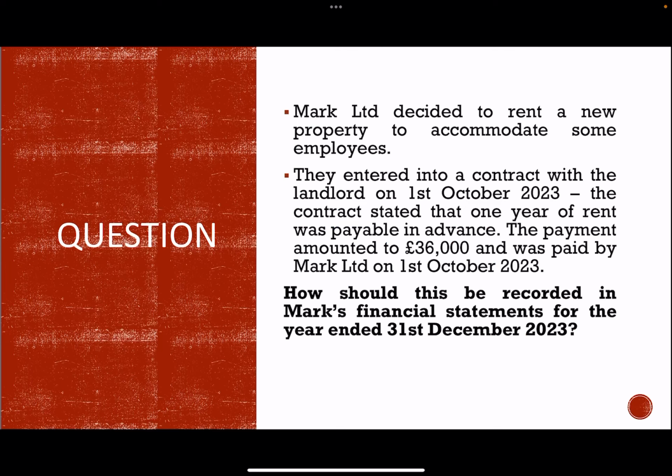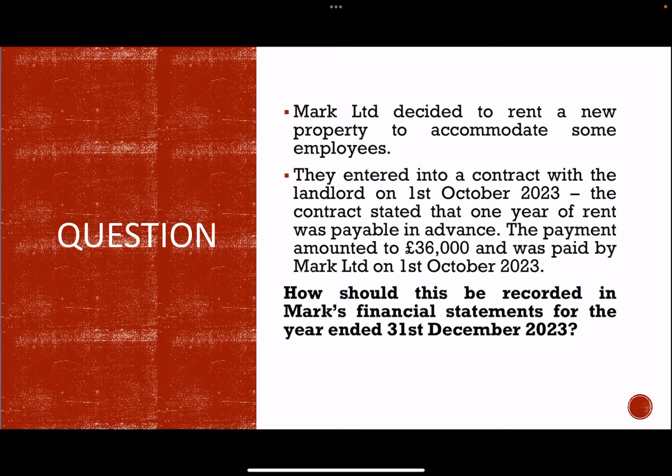Mark Ltd decided to rent a new property to accommodate some employees. So we're expecting that we're going to pay expenses, aren't we? Because we're going to rent a place for our employees. They entered into a contract with the landlord on the 1st of October 2023. The contract stated that 1 year of rent was payable in advance. That's interesting. So we're going to pay the full rent for the full year in advance. The payment amounted to 63,000 and was paid by Mark Ltd on the 1st of October.